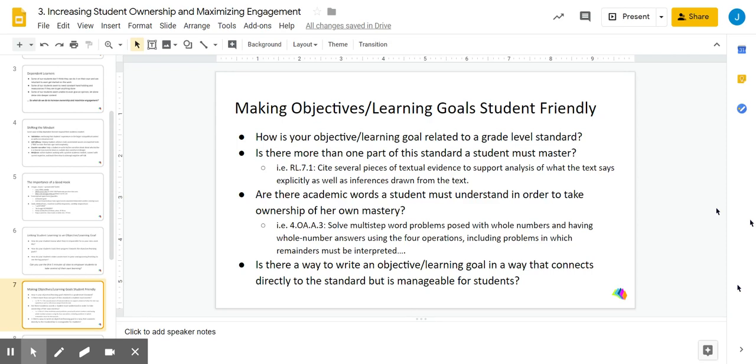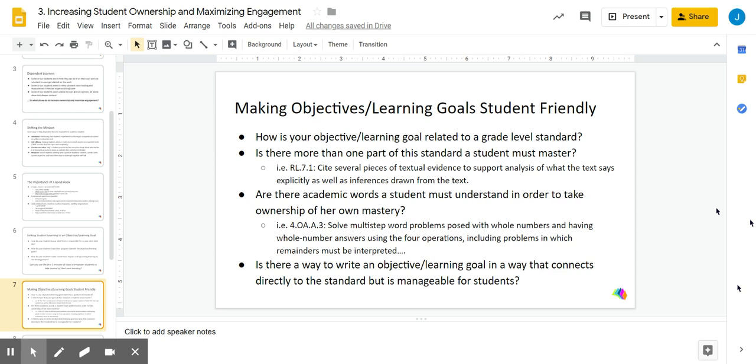In order to increase student ownership and maximize engagement through sharing the objectives or the learning goals with your students, it's important that you use student-friendly language. And this might differ if you're teaching second grade or you're teaching 11th grade. But either way, you still need to understand that the standard itself might have language that your students can't really interact with. So it's important to look through the standard and think about how you might break it up and what wording you might use to make it accessible.